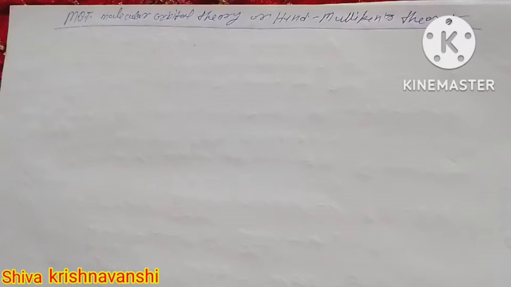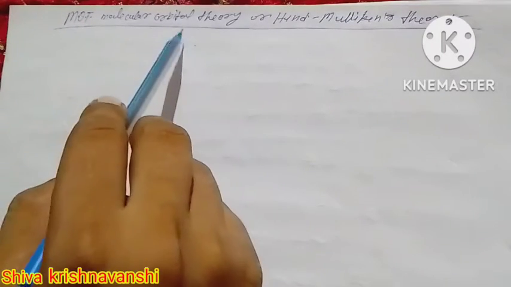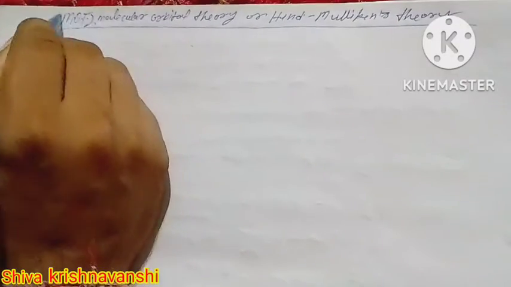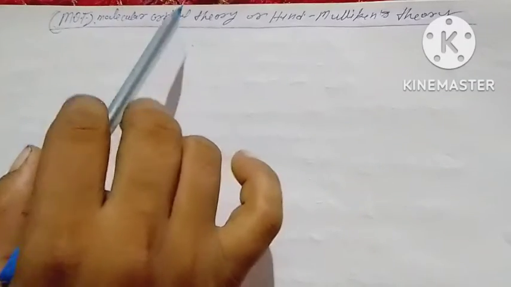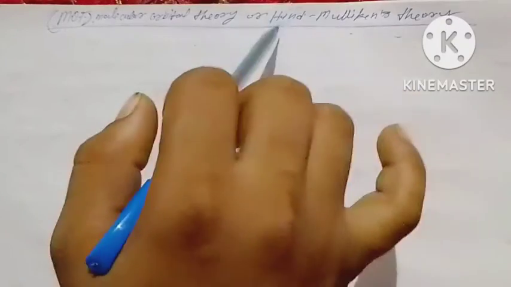Today we will be studying about MOT. MOT means molecular orbital theory, or Hund-Mulliken theory.